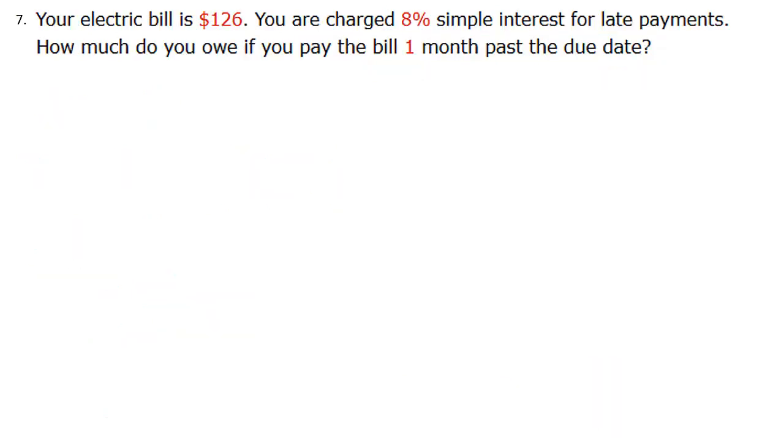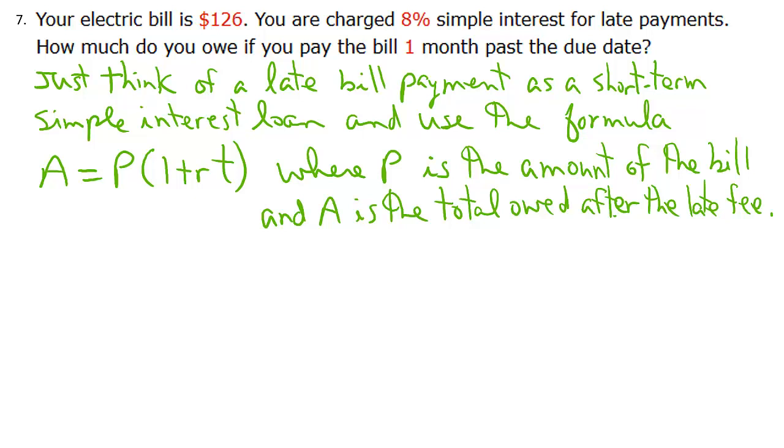Number 7. Your electric bill is $126. You are charged 8% simple interest for late payments. How much do you owe if you pay the bill 1 month past the due date? Think of a late bill payment as just like a short-term simple interest loan.